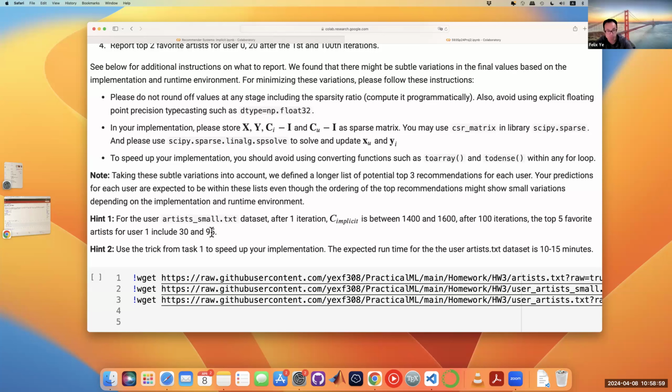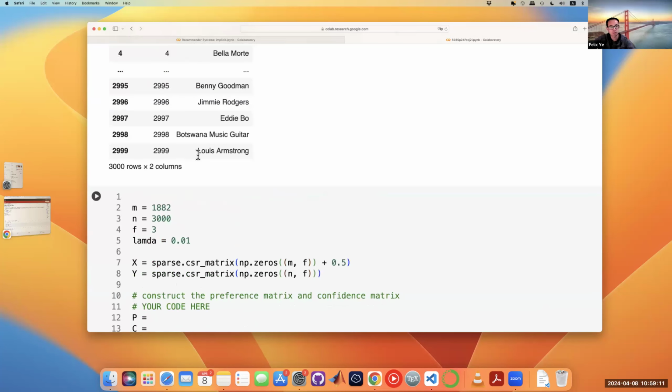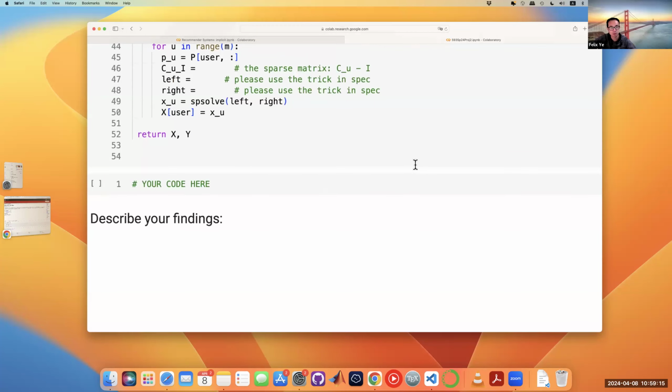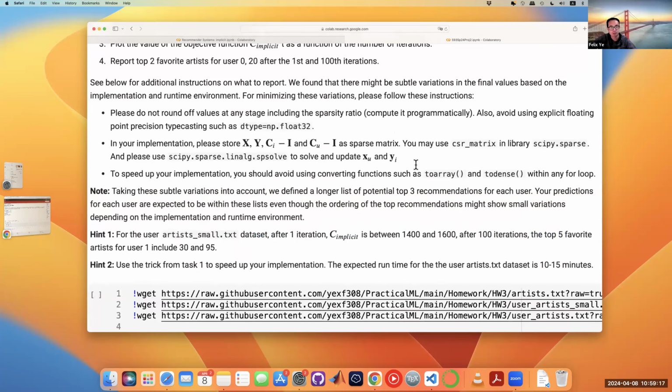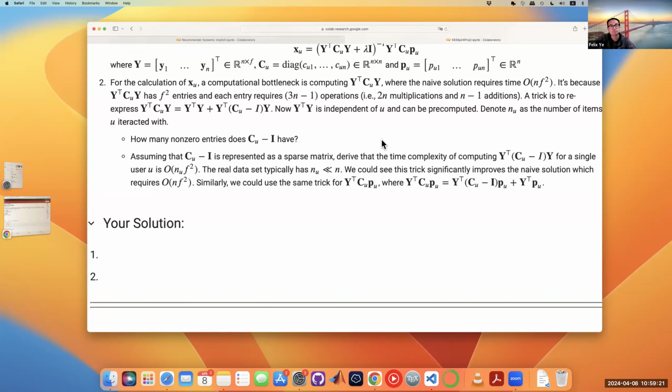Hint 2, of course, you need to use the trick that I already mentioned to speed up your implementation. Otherwise, it will take forever to run. All right, so that's everything I want to talk about. I found that for that specific problem, it will take a while, but it's definitely worth it.